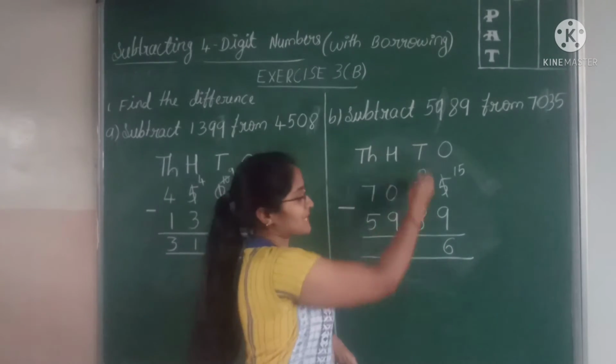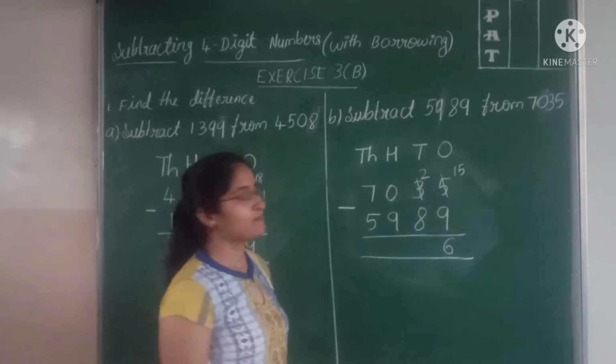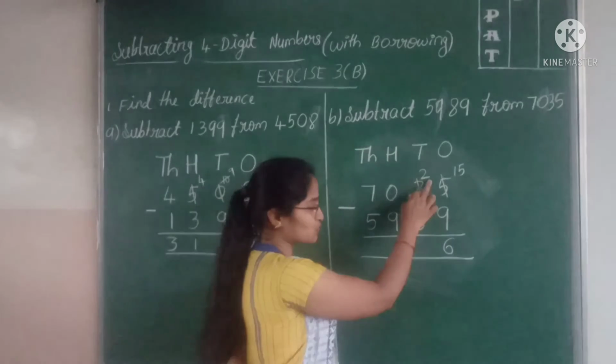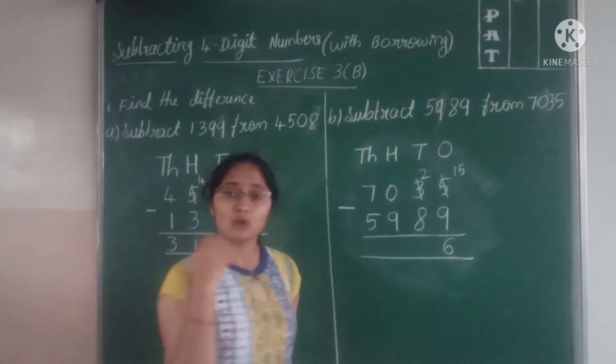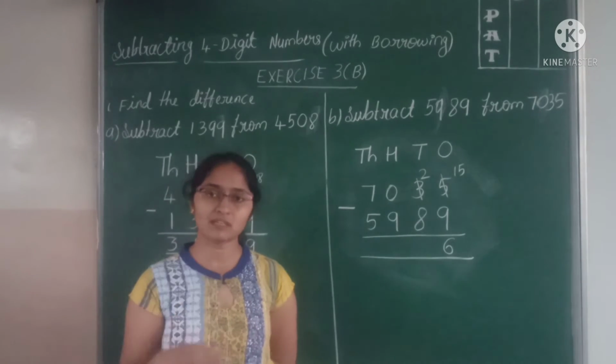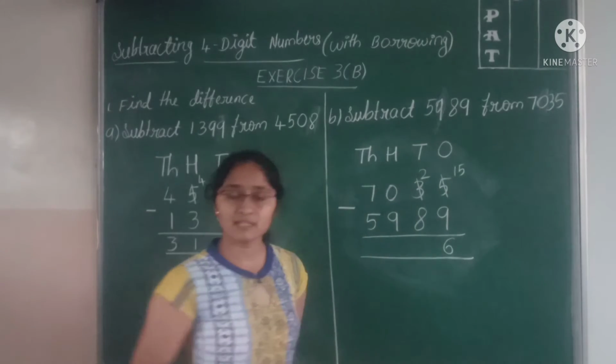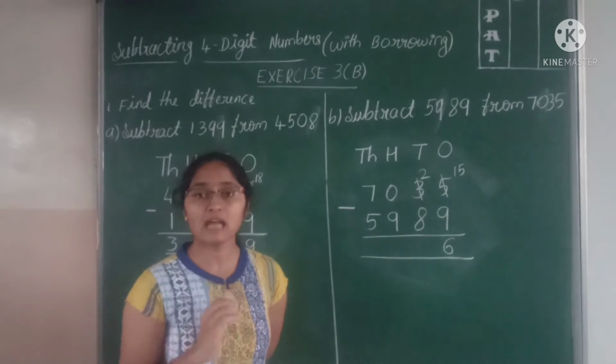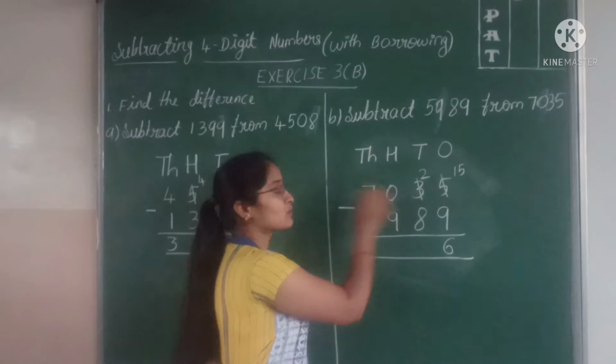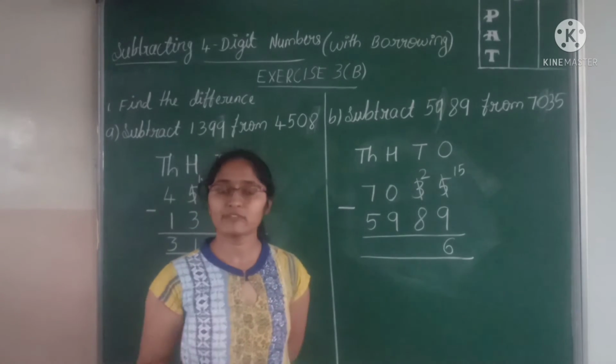Next, subtract the tens place number. Here the tens place number is 2 and here it is 8. So again we cannot subtract bigger number from smaller number. So we can borrow from hundreds place now. But children, again we cannot borrow from 0. So what we need to do now?